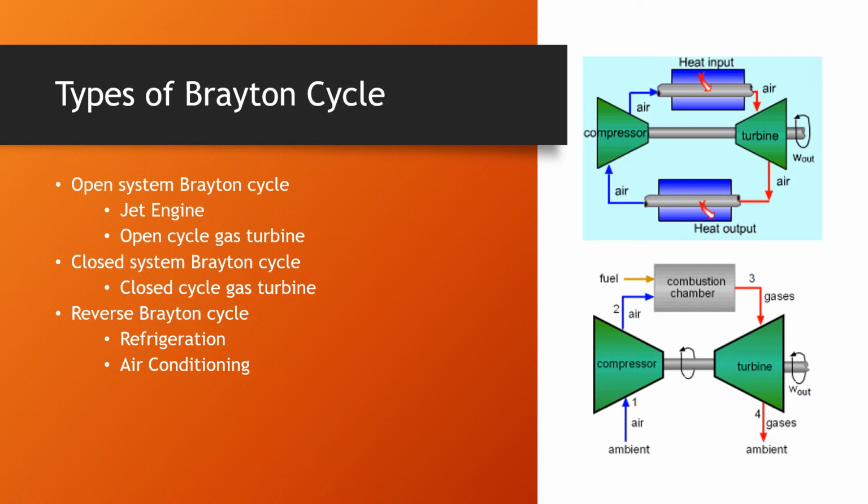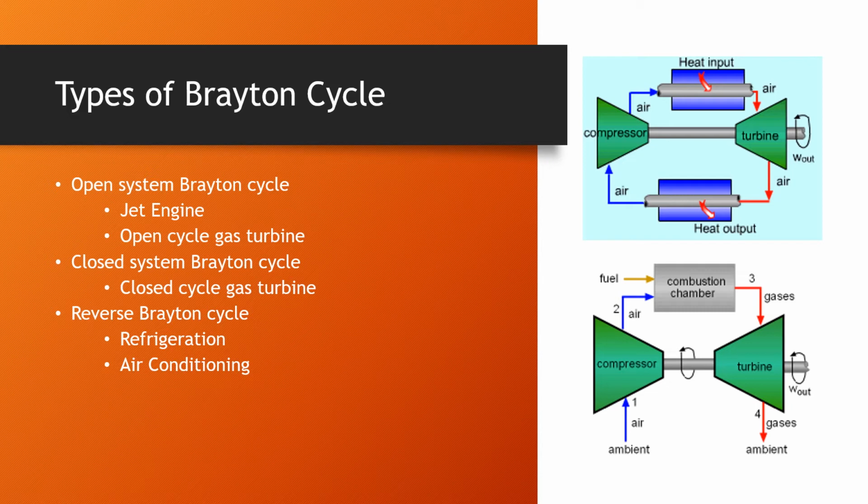The closed system Brayton cycles are basically closed cycle gas turbine power plants where you'd have a working fluid in a closed loop. You'd basically have two heat exchangers. One would be used to increase the temperature of the working fluid to have work done on the turbine, and you'd have another heat exchanger that would reject the heat after the work has been done on the turbine and then flow it to the compressor.